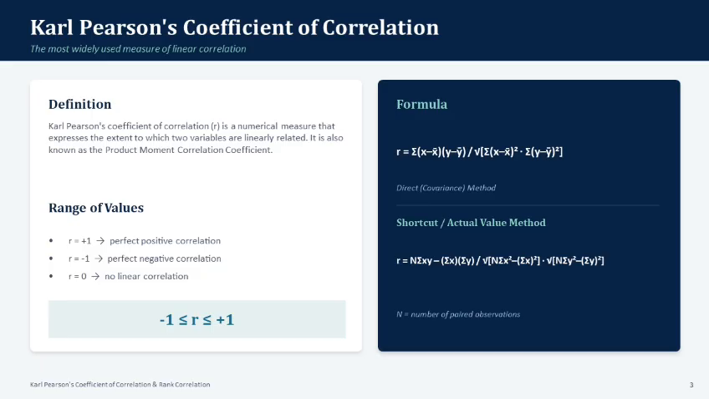Now we are going to see the formula for Karl Pearson's coefficient of correlation. r is equal to summation of (x minus x bar) into (y minus y bar) divided by square root of summation of (x minus x bar) the whole square into summation of (y minus y bar) the whole square. Now the shortcut method: r is equal to n into summation xy minus summation x into summation y, divided by square root of n into summation x square minus (summation x) the whole square, into square root of n into summation y square minus (summation y) the whole square, where n is equal to the number of paired observations.